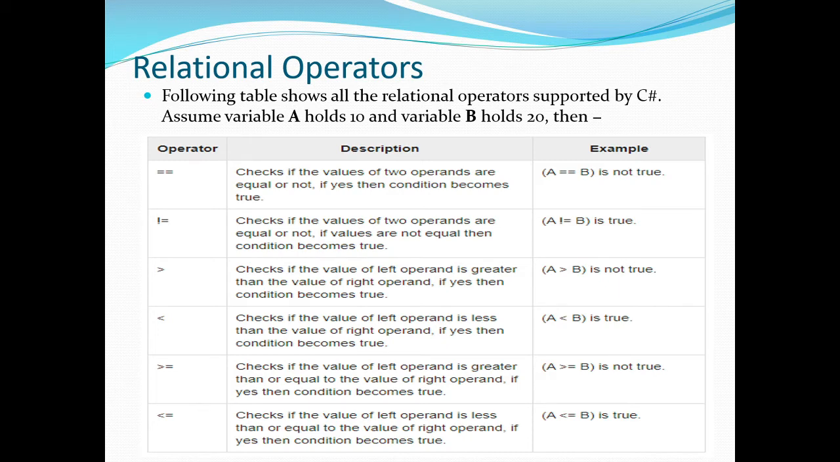Then the last one, checks if the value of the left operand is less than or equal to the value of the right operand. If yes, then condition becomes true. So A is less than or equal to B, which is true. Hindi siya equal pero mas maliit siya kaysa kay B, kaya siya nag-true.